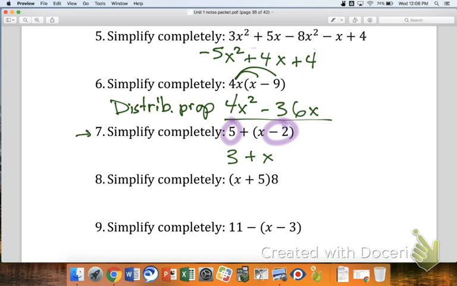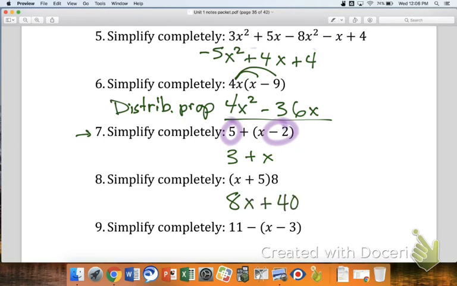All right, number 8. Is number 8 back to the distributive property? Yes, it is, because what's the symbol between the 8 and the parentheses? Nothing, which means multiplication. Coy, what'd you get for number 8? 8x plus 40. 8x plus 40 is correct.